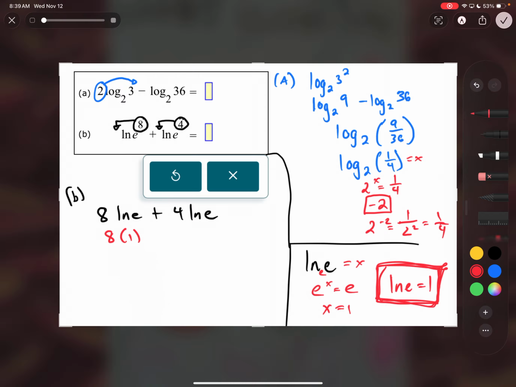So this really becomes 8 times 1 plus 4 times 1. So 8 plus 4 is 12. Again, I don't know what e to the 8th is, but if I can get rid of that 8 by dropping it down out in front, it makes it go away.